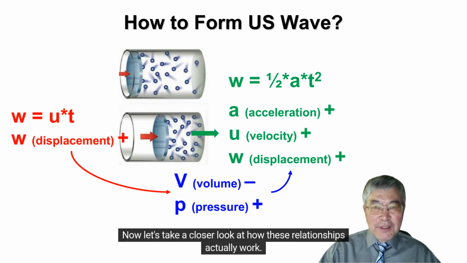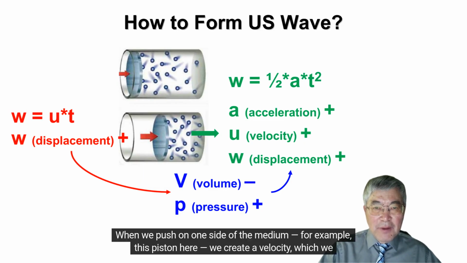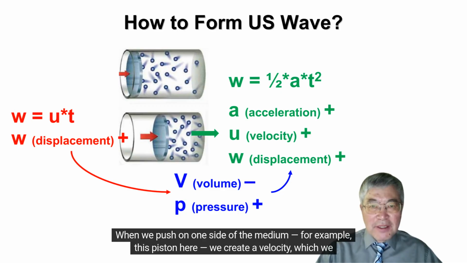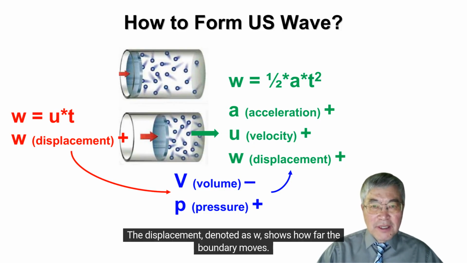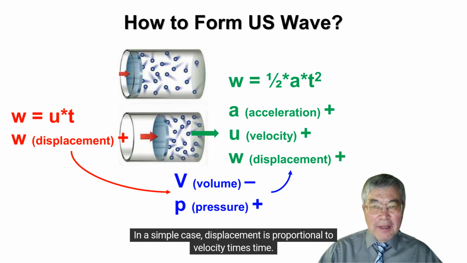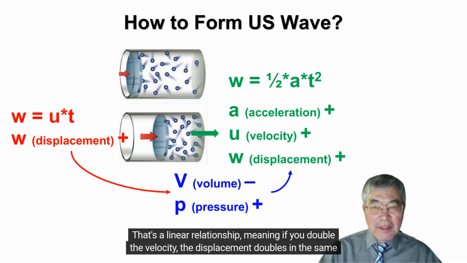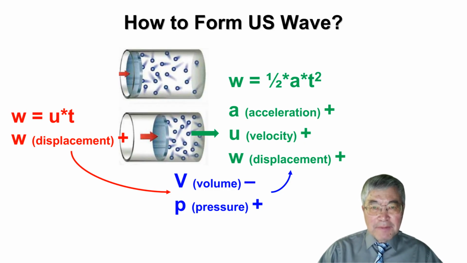Now let's take a closer look at how these relationships actually work. When we push on one side of the medium, for example, this piston here, we create a velocity, which we call u. The displacement, denoted as w, shows how far the boundary moves. In a simple case, displacement is proportional to velocity times time. Mathematically, we write this as w equals u times t. That's a linear relationship, meaning if you double the velocity, the displacement doubles in the same time period.